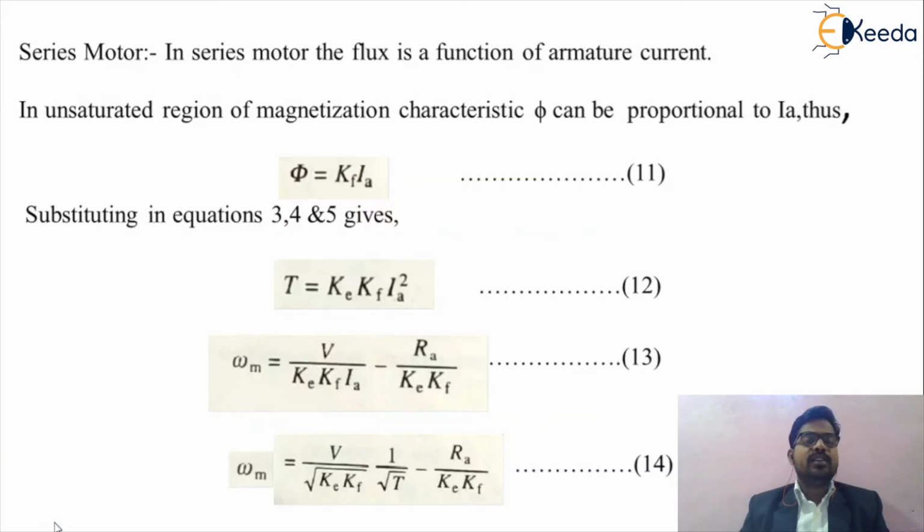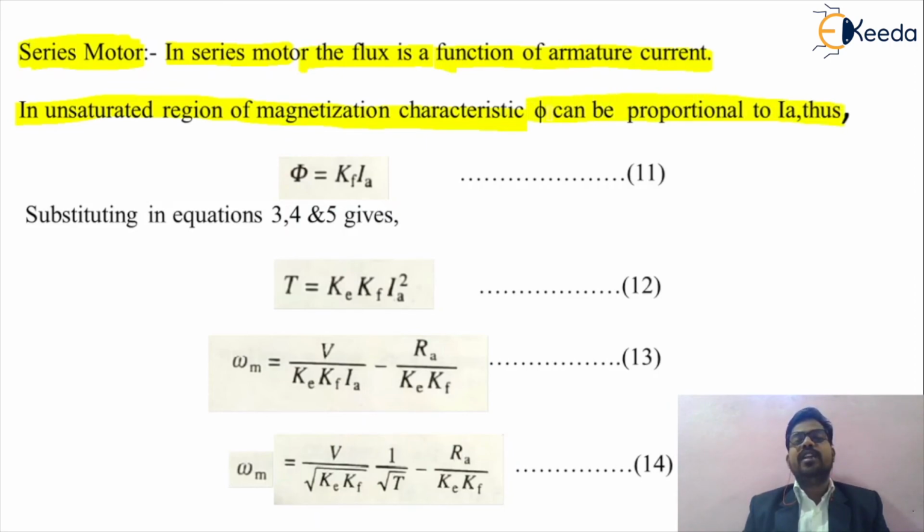Okay. So friends, now we can find out the value of the different equations in concern with your series motor. So what will change in the series motor? In a series motor, the flux is a function of armature current, obviously. So in the unsaturated region of magnetization characteristics, phi can be proportional to Ia. This will be a very important thing: while we are considering the unsaturated region of the magnetization characteristics, phi can be proportional to Ia.